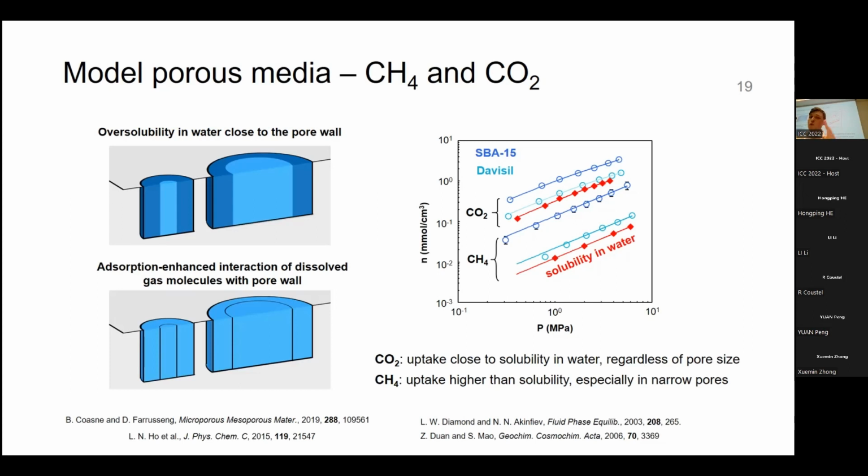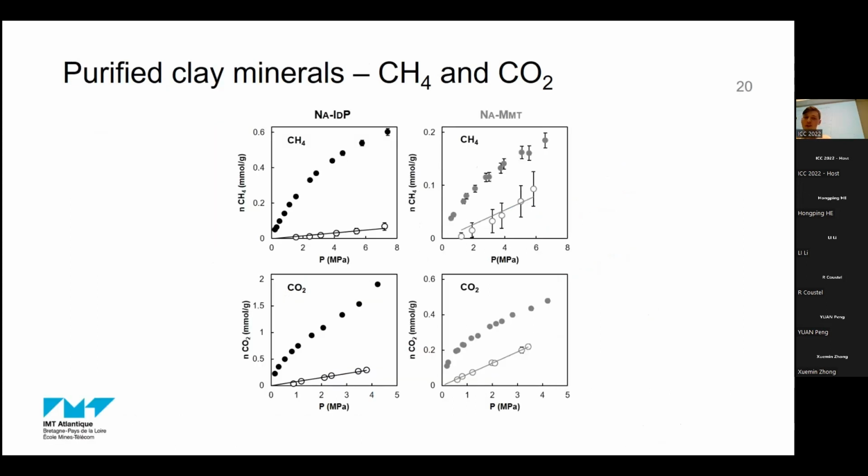In any case, whatever the mechanism, in a material with narrow pores, the area close to the pore wall has, let's say, a higher contribution to the whole pore volume. So we will observe some effect in narrow pore material. Next, we characterize, using the same approach, model clays.